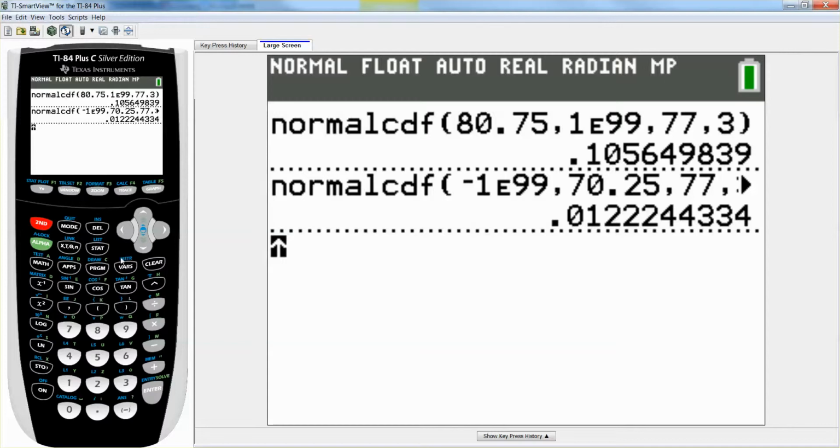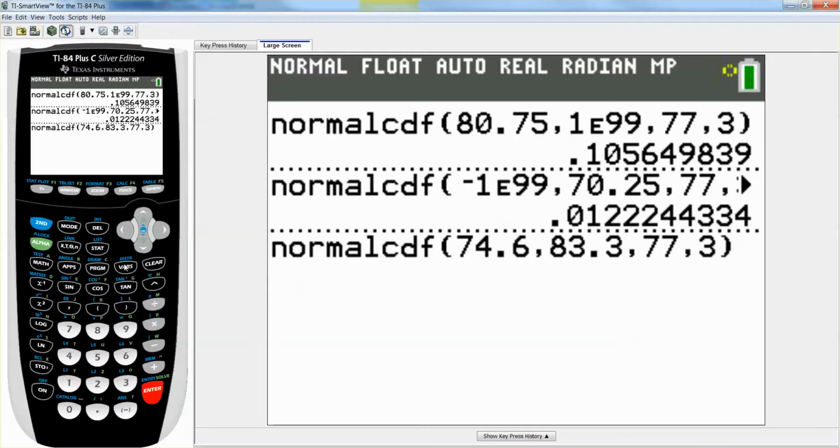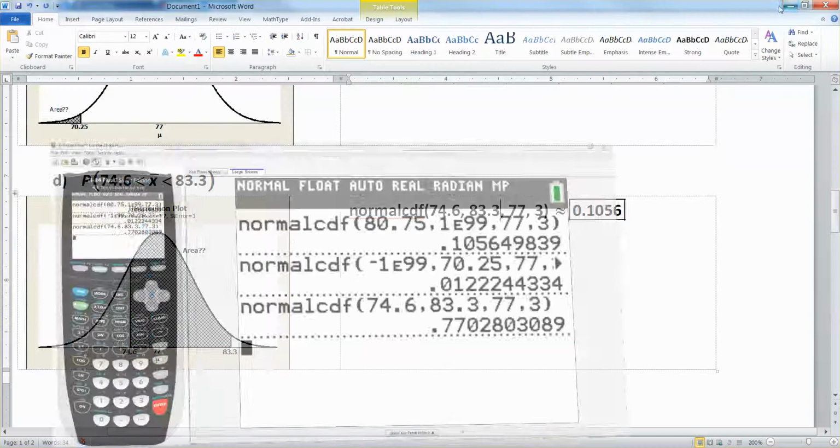So let me go back to normal CDF. Number 2 again. It was 74.6 to 83.3. There we go. Enter. And I get 0.7703.